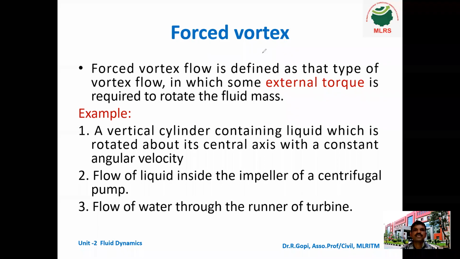Now we will see the forced vortex. Forced vortex flow is defined as that type of vortex flow in which some external torque is required to rotate the fluid mass. External torque means an external rotating force. Example: a vertical cylinder containing liquid which is rotated about its central axis with a constant angular velocity.